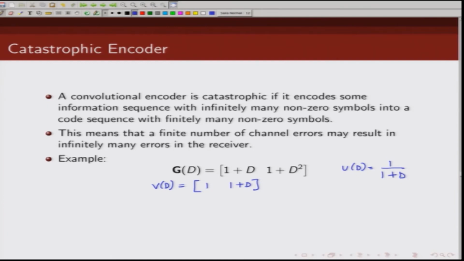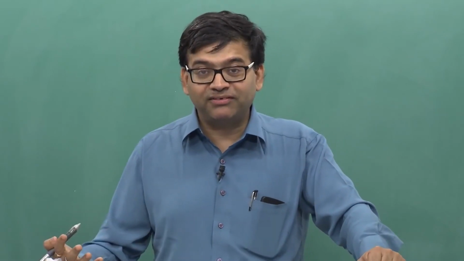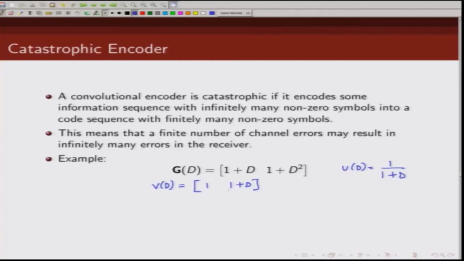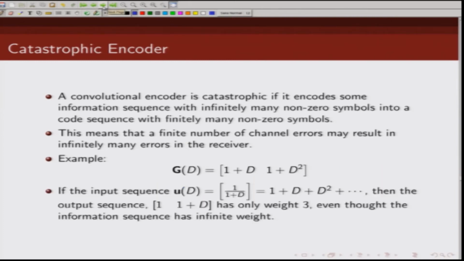What if errors happen in these 3 locations where you had ones? Then the output sequence that the decoder will receive will be an all 0 sequence, and the receiver will think that you transmitted an all 0 sequence, whereas the input is an all 1 sequence. So, you can see in case of a catastrophic encoder, a finite number of errors, in this example only 3 errors, can result in an infinite number of input errors. Okay. This I have explained.